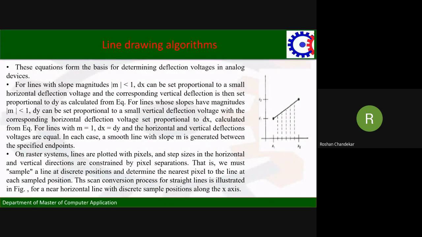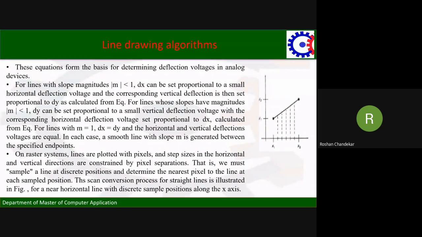And if we say that m is equal to 1, that means delta x is equal to delta y, and the horizontal and vertical deflection voltages are equal. That is, simultaneously we increase the line equations, and simultaneously we increase the points of the pixels for generating the line.